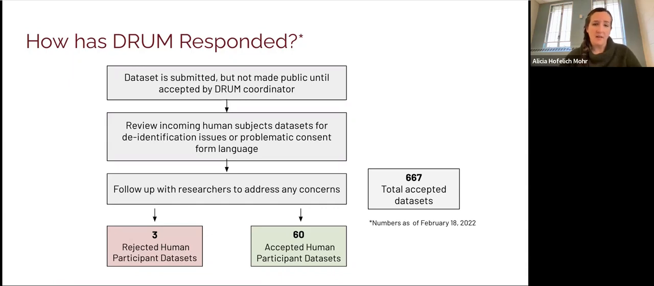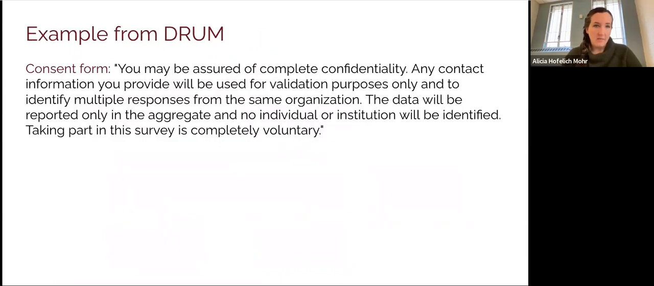And so in that process, about 60 of those 667 accepted data sets contain information about human participants. And we've had 3 in this process that we have rejected due to various reasons, consent being one of them. And so just to give you an idea about some of this language, I want to show you some examples of language we see in consent forms.